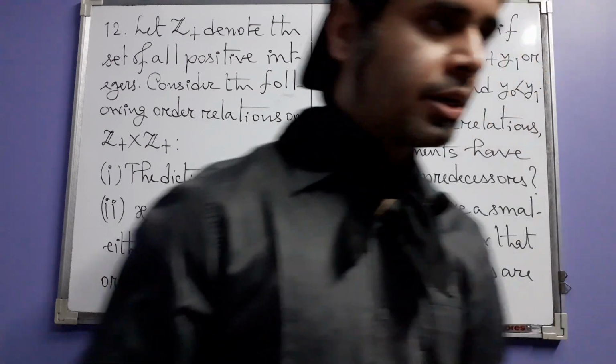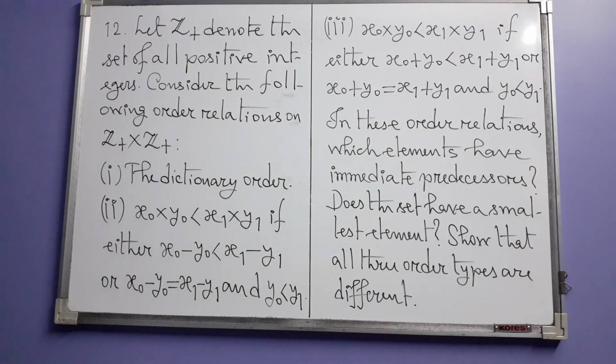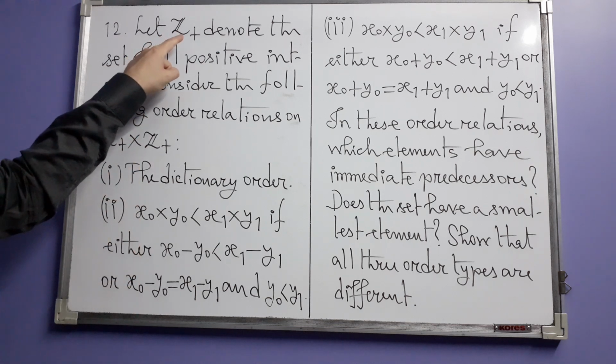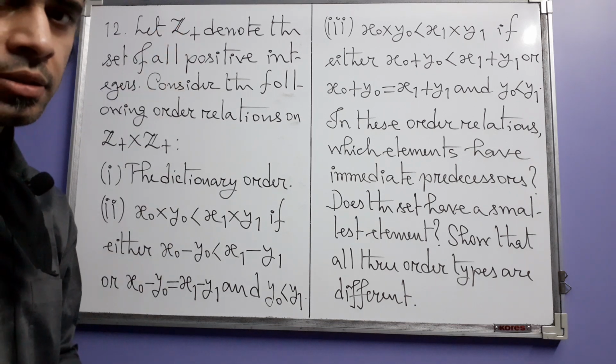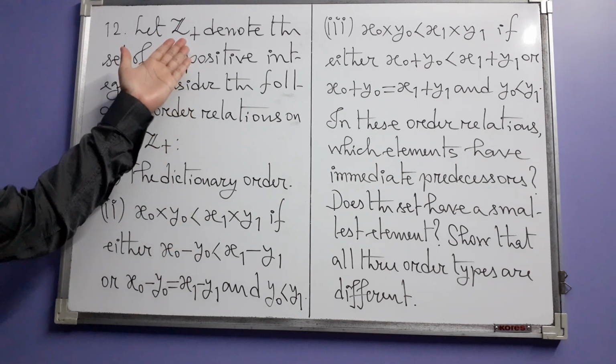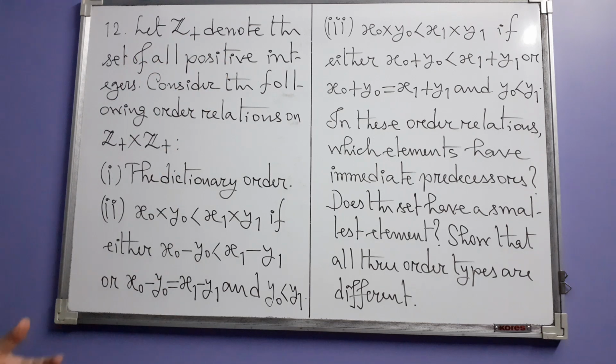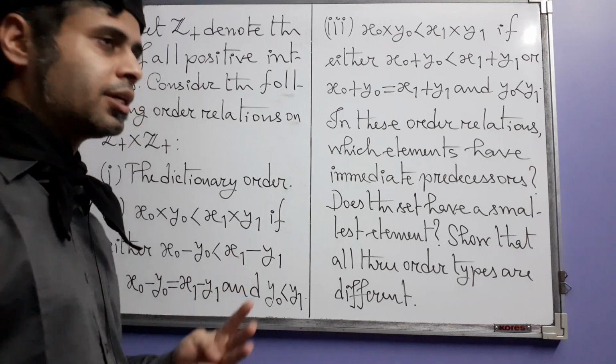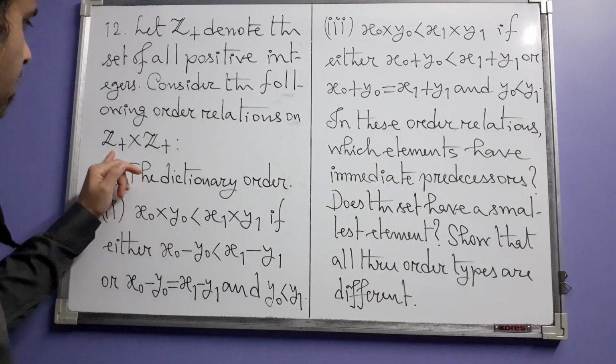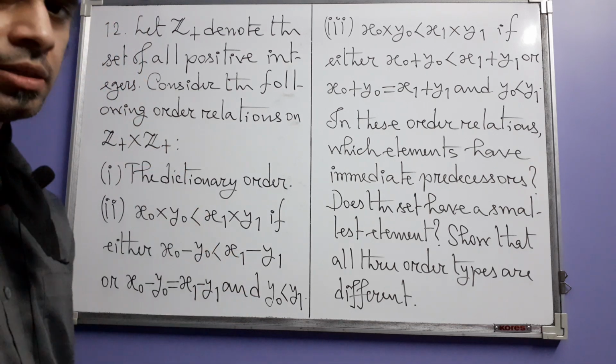Alright, so let us next see this 12th one. In this one, we first consider the set of all positive integers, which we are denoting by Z plus, and we are considering three order relations on this Cartesian product of Z plus with itself.